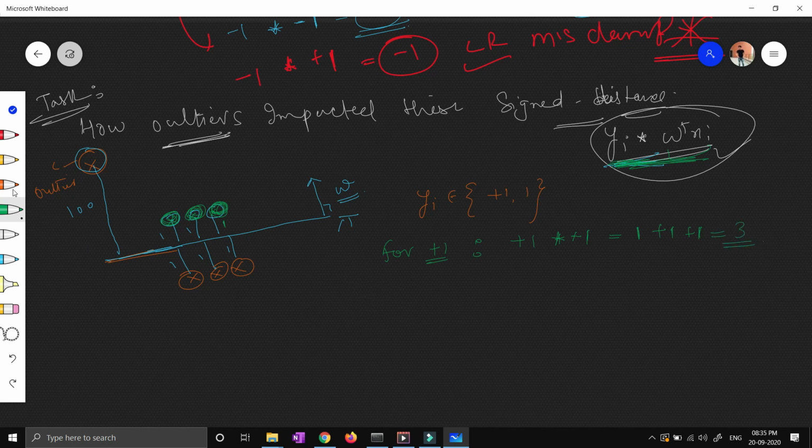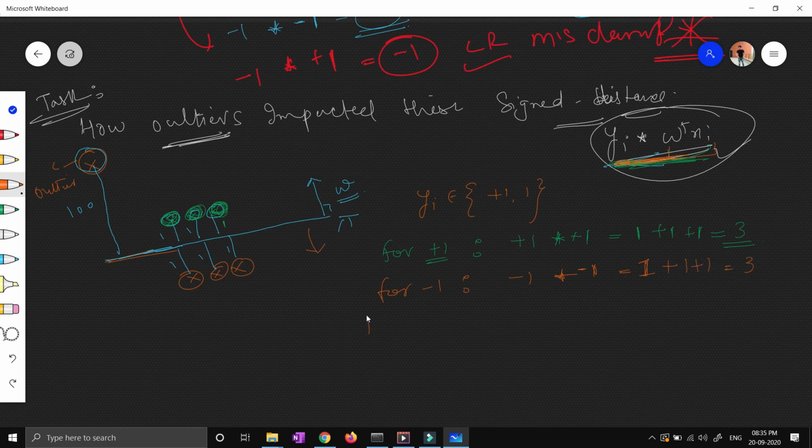Now for the negative points, I know my actual yi value is -1, into this distance which I have taken as 1. But because it is in the opposite direction of w, this value is -1, and -1 into -1 will be +1. Similarly for 3 of my points, +1, +1, it will also come to 3.